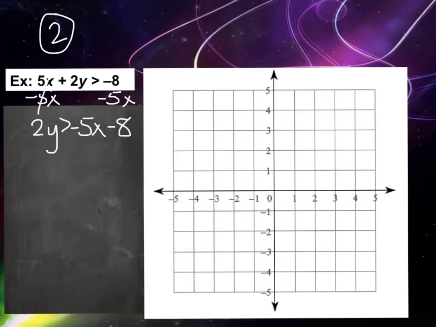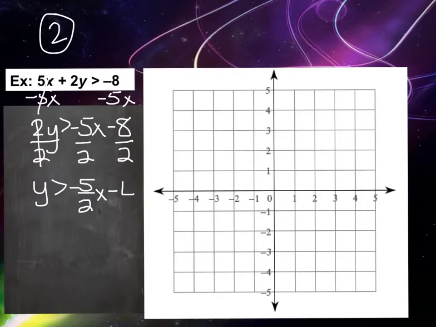And divide everything by 2. 2 and 2 cancel out, and I get y greater than negative 5 over 2x. Remember, I want that to be a fraction because it's my slope. Minus 8 divided by 2 is 4.